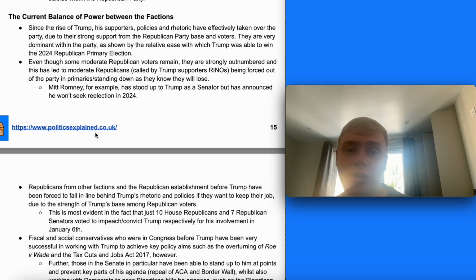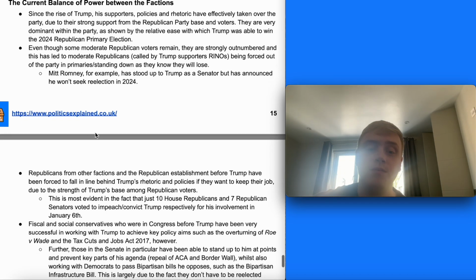They're very dominant within the party, as shown with the relative ease with which Trump was able to win the primary election in 2024. Even though some moderate Republican voters remain, they're strongly outnumbered, and this has led to many moderate Republicans in Congress being forced out of the party in primaries or standing down as they know they'll lose. Mitt Romney, for example, has stood up to Trump as a senator, voting for his impeachment for his role in January 6th, but has announced that he won't seek re-election in 2024.